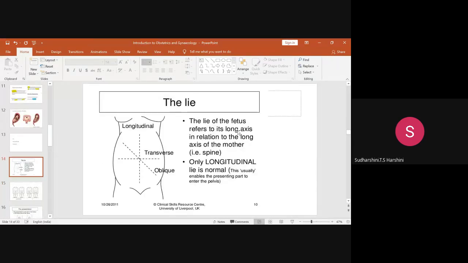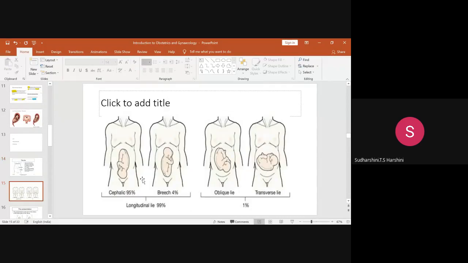Okay. Now the lie of the fetus refers to the long axis of the fetus in relation to the long axis of the mother, that is, the spine of the mother. So longitudinal lie is normal. When the long axis of the fetus is like this, it's called longitudinal. When the long axis of the fetus is like this, it is called transverse, and it can be oblique also. Transverse lie and oblique lie are abnormal. Longitudinal lie is normal. Both cephalic presentation and breech presentation are longitudinal lie, but the presenting part is different. Here the head will be the presenting part, here the breech will be the presenting part.